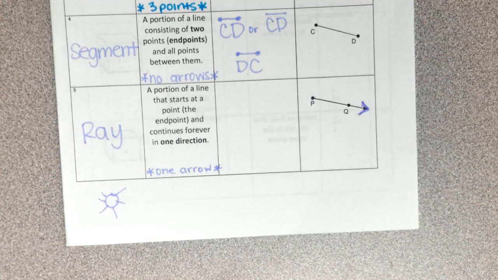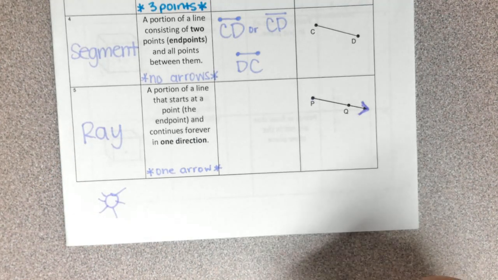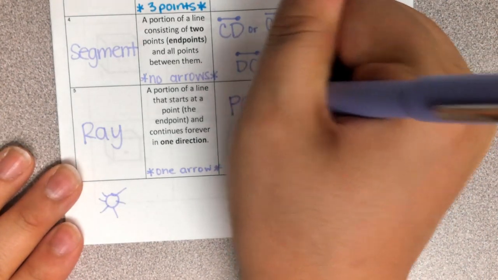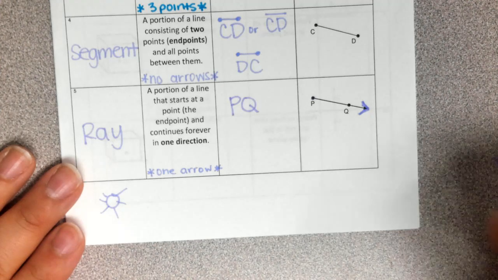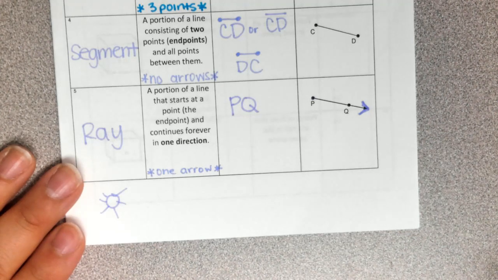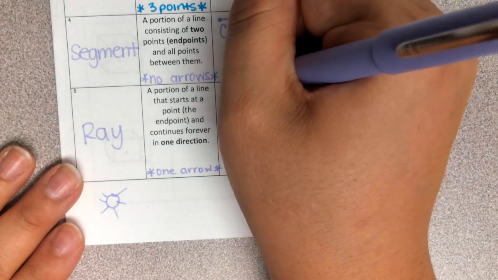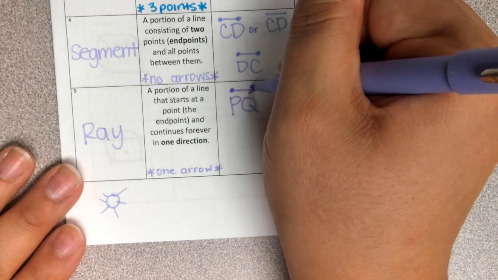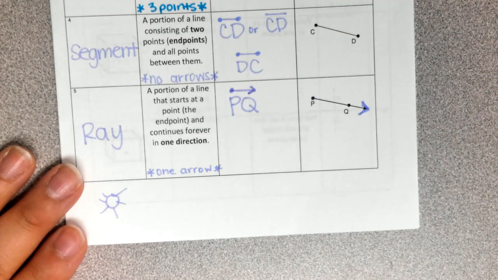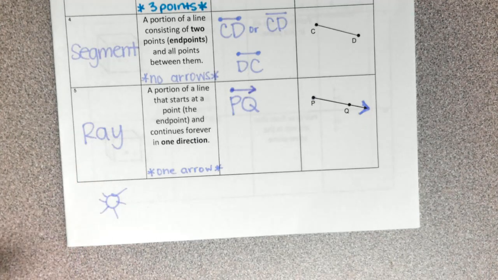Now, rays are special. How would I write this notation? What letters am I going to use? P and Q. And guess what I'm going to have at P? A dot, a point. And what am I going to have at Q? An arrow. P will have a point, Q will have an arrow. There will be one arrow.